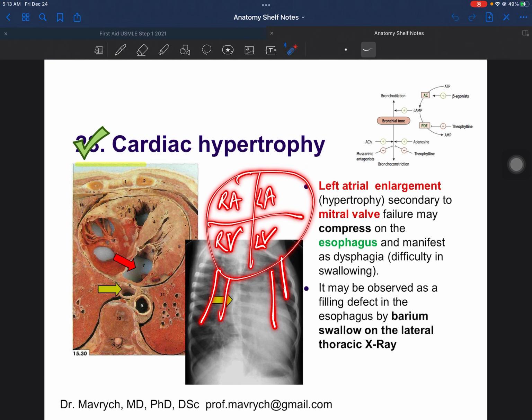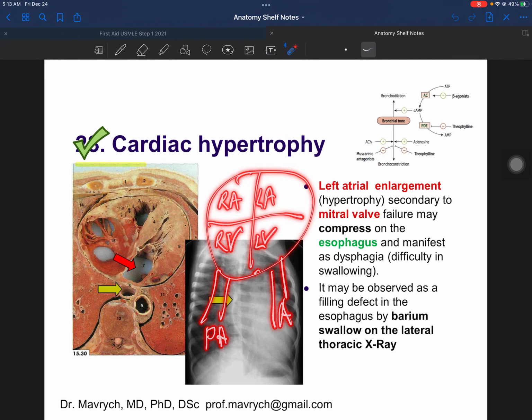So this will be the aorta coming out of here, and this is going to be the pulmonary artery coming out of here. So what we say is this is the cardiac hypertrophy, the enlargement hypertrophy secondary to the mitral valve failure.